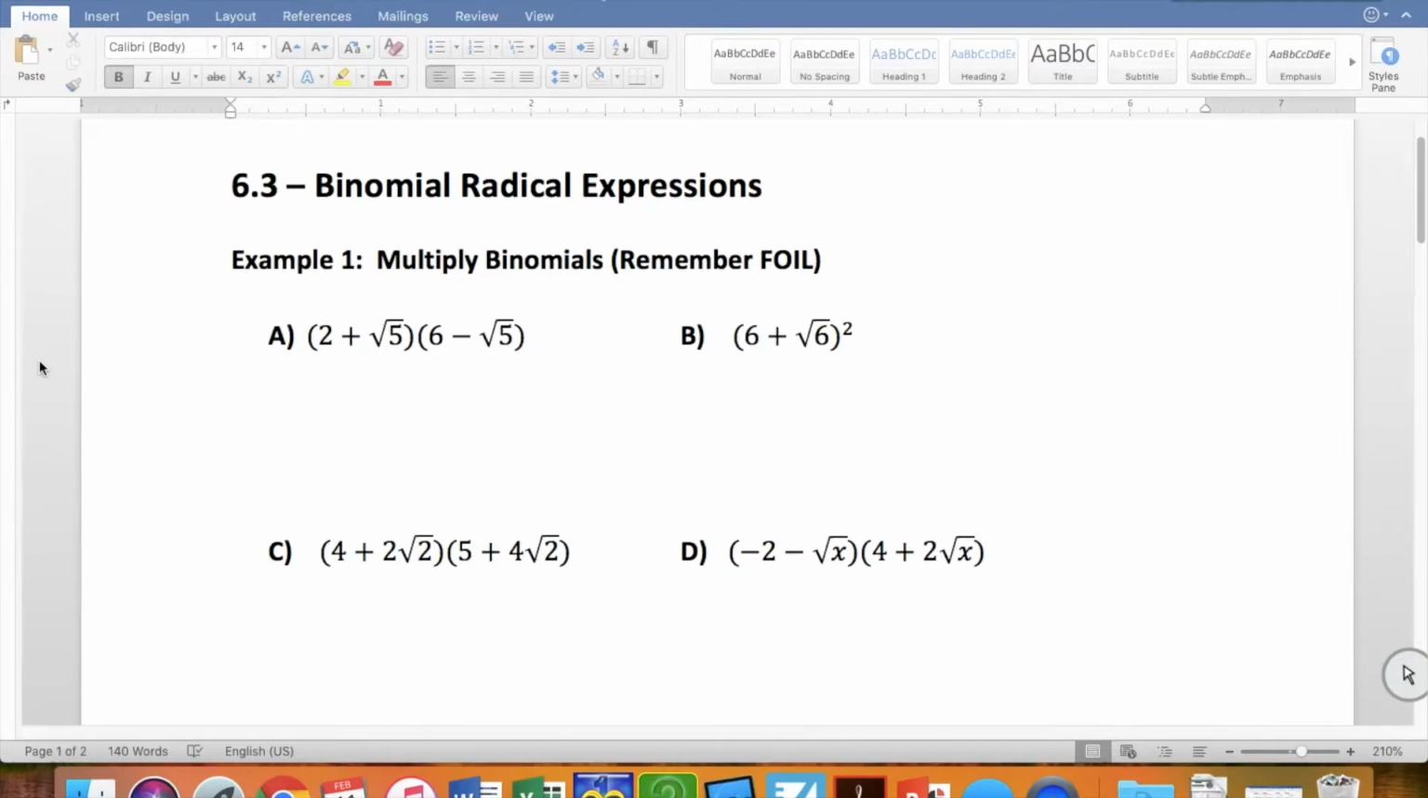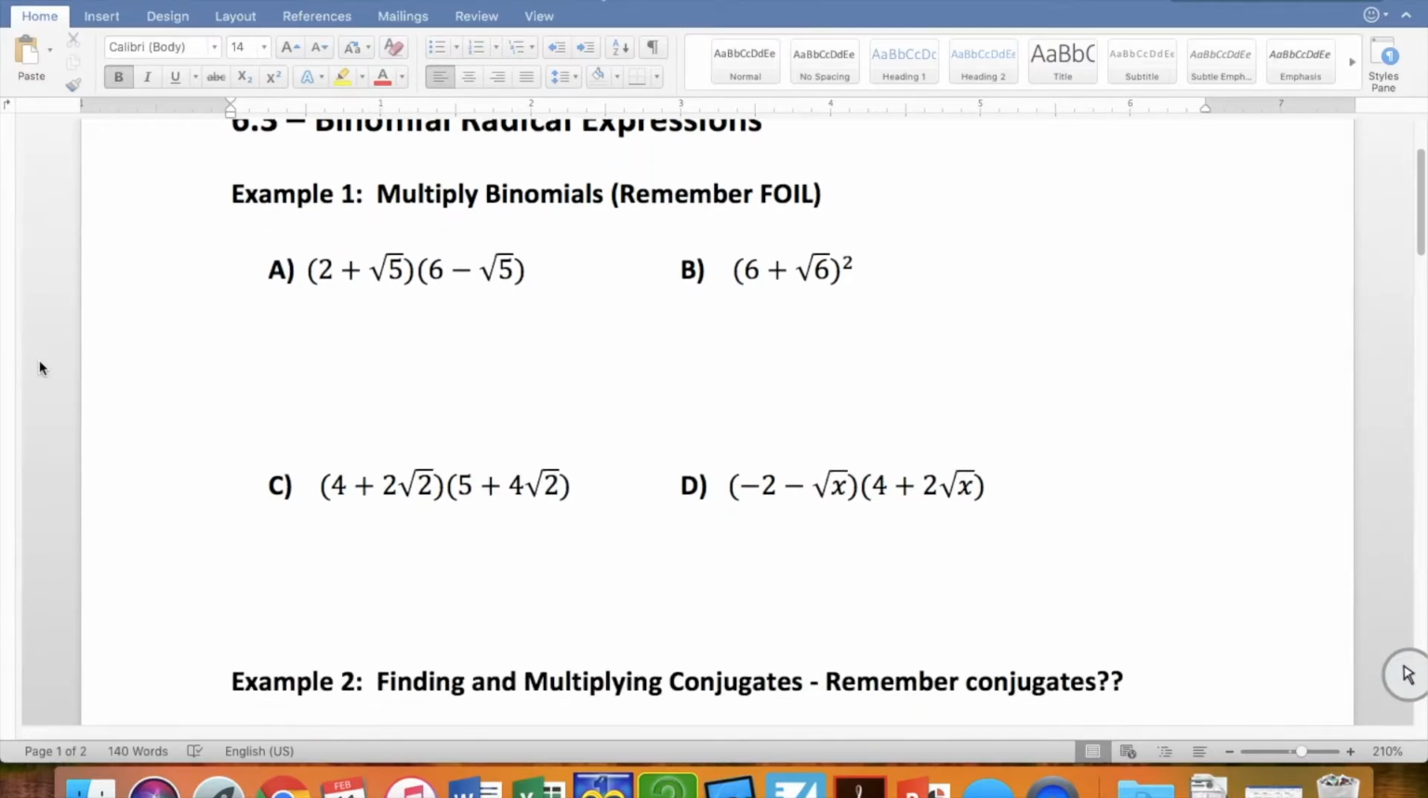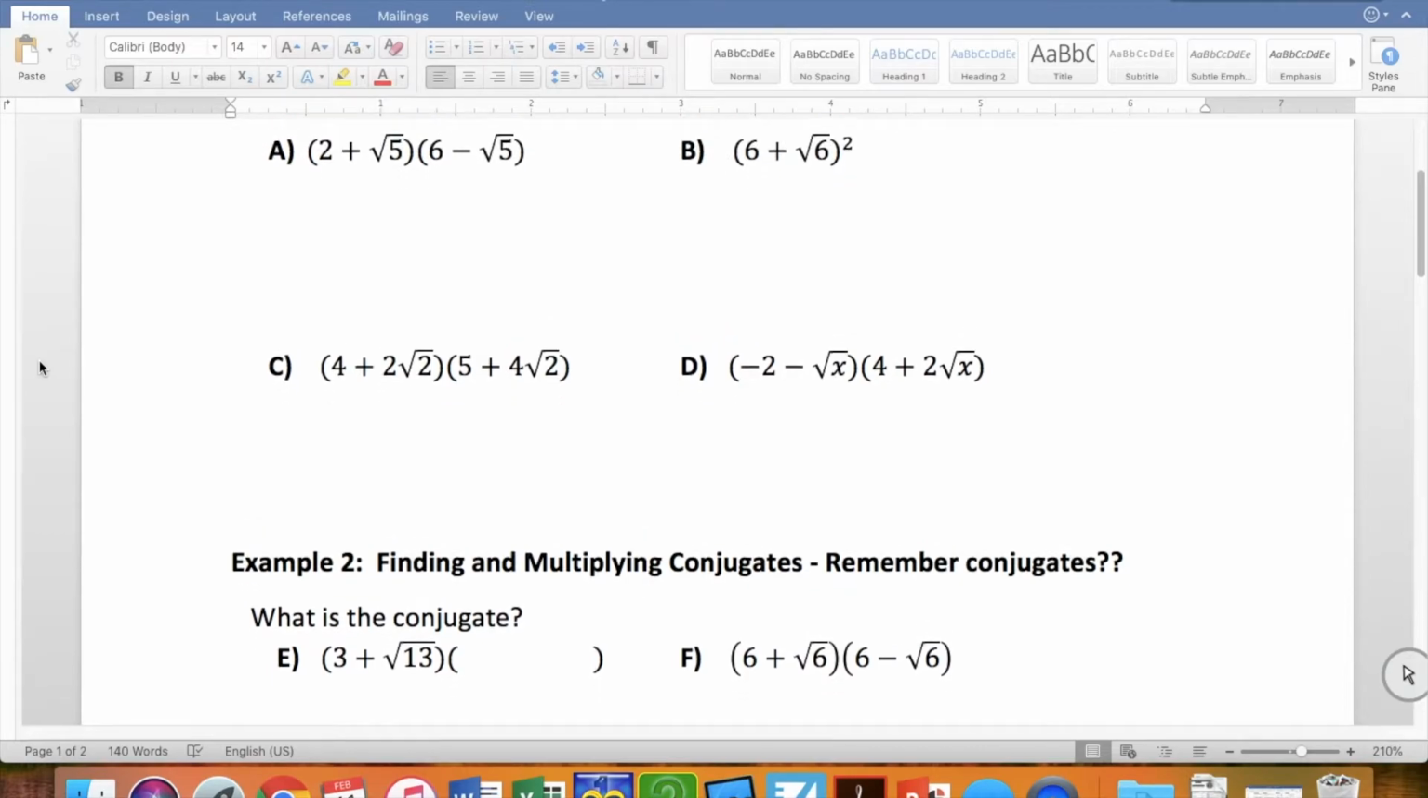Moving on down the page. The first one we have is 4 plus 2 square root of 2 times 5 plus 4 times the square root of 2. Again, same thing with FOIL. 4 times 5 is 20. And then 4 times 4 square roots of 2 becomes 16 square root of 2. And then 2 square roots of 2 times 5 would be 10 square root of 2, because I'm just multiplying the 5 and the 2 right there.